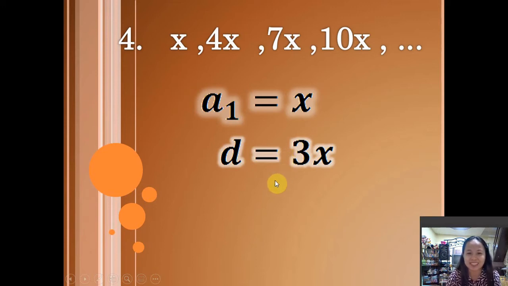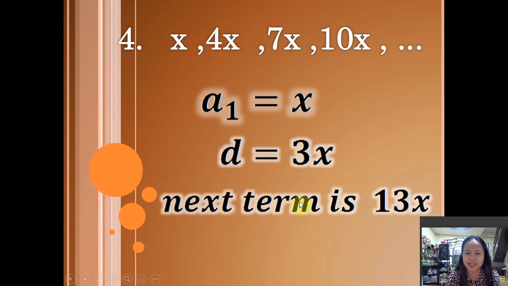Okay, very good. Now, how about the next term? Again, how do we get the next term? We will simply add the common difference to our last term here, that's 10x. So 10x plus 3x is equal to 13x. Therefore, the next term of this particular arithmetic sequence is 13x.